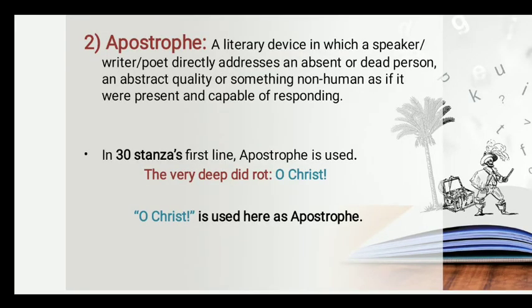Now, second literary device in second part of this poem is apostrophe. So here I discuss what is apostrophe and where it is used in this poem. So first define apostrophe. A literary device in which a speaker, writer, or poet directly addresses an absent or a dead person, an abstract quality or something non-human, as if it were present and capable of responding.